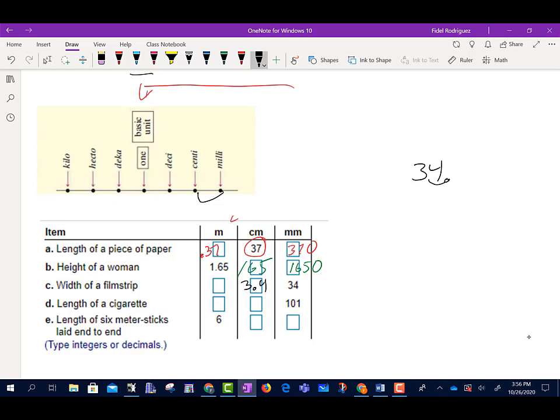And for millimeters, if I wanted to get back to meters, 1, 2, 3. So here's 1, here's 2, here's 3. What do I need to put there? A 0. It's supposed to be a point right there. Okay, length of a cigarette. Let's do the same thing again.